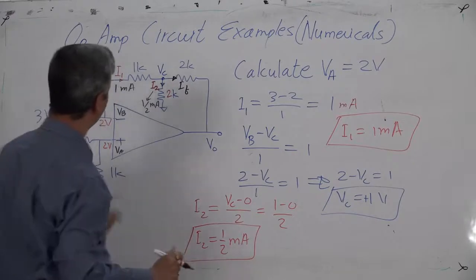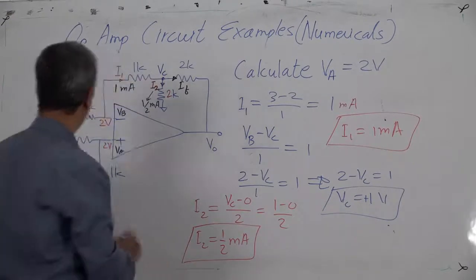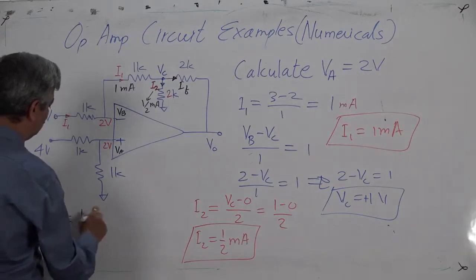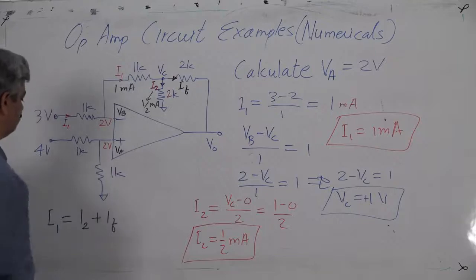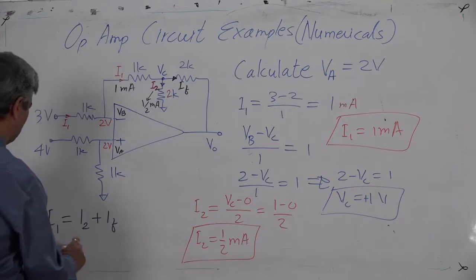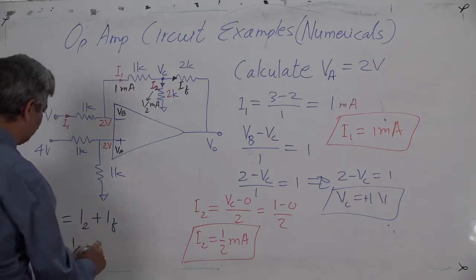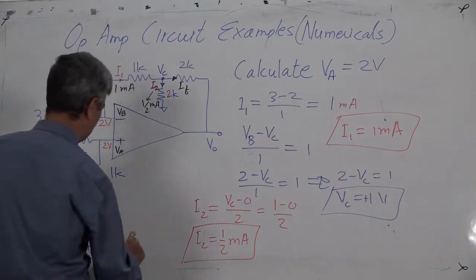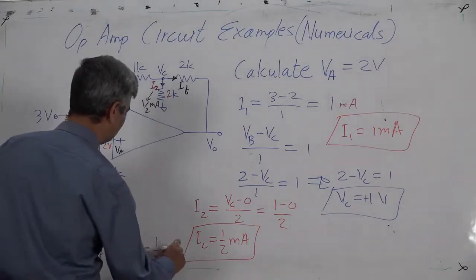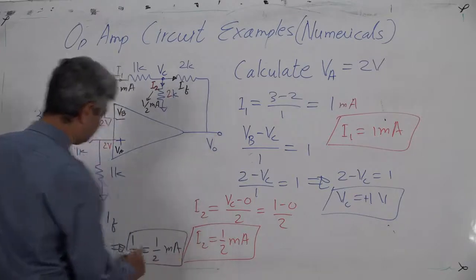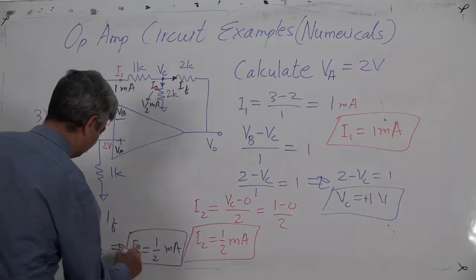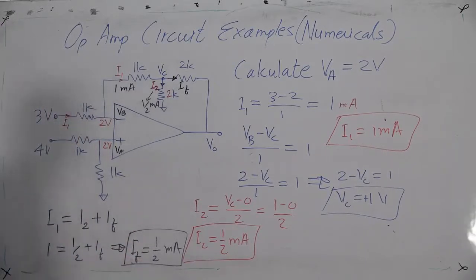So applying Kirchhoff's law at VC node, I1 is current incoming, that must be equal to current outgoing, I2 plus IF. So what is I1? I1 is 1, I2 is half, plus IF. So that gives me IF is equal to half milliampere. Oh, not IF, I made a mistake, I subscript F. IF is equal to half milliampere.